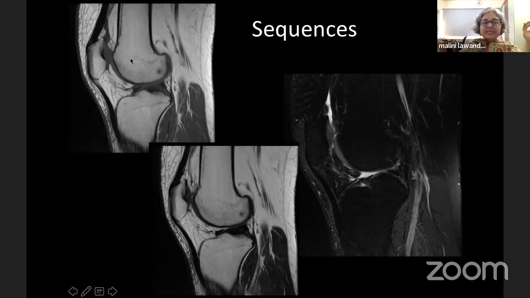When you look at a T1 weighted image, the fat is bright. You can see the subcutaneous fat, and the fatty marrow is all bright.